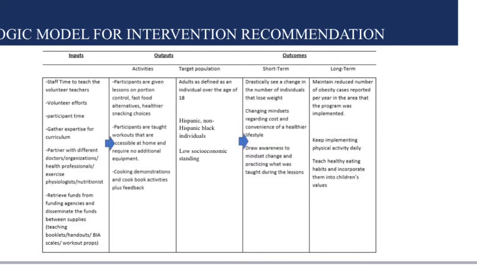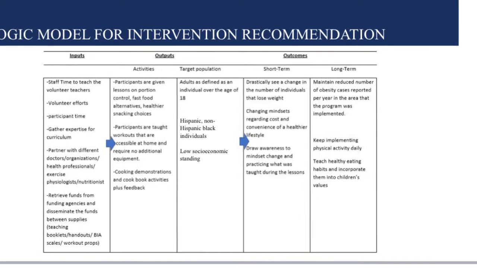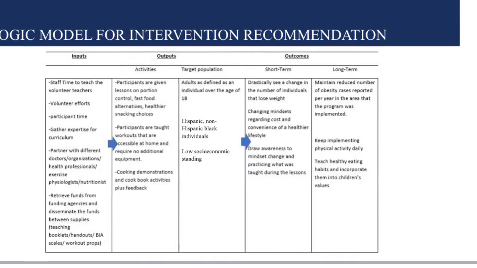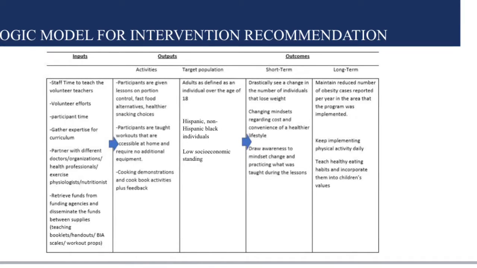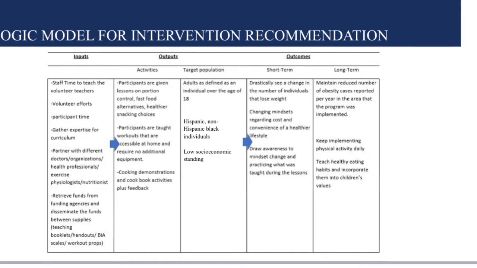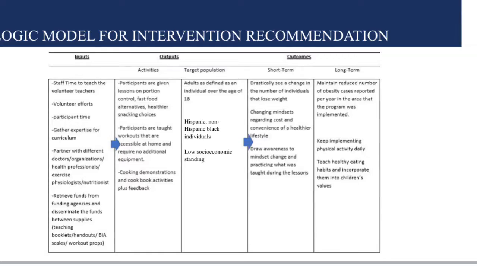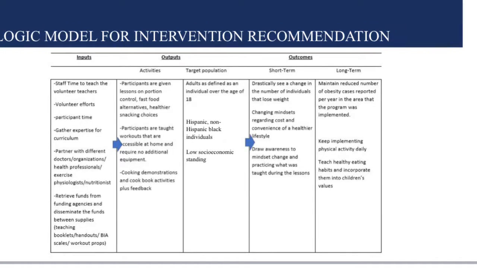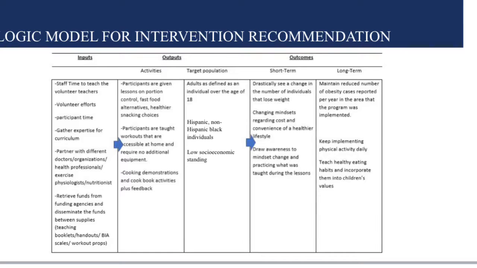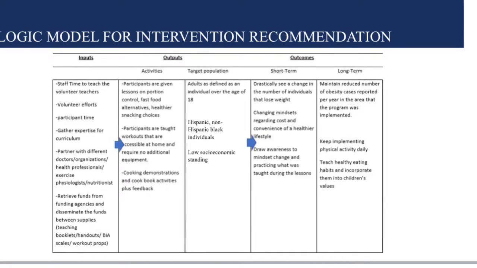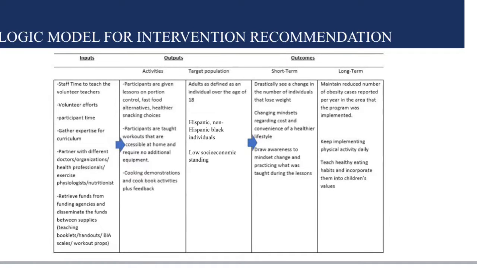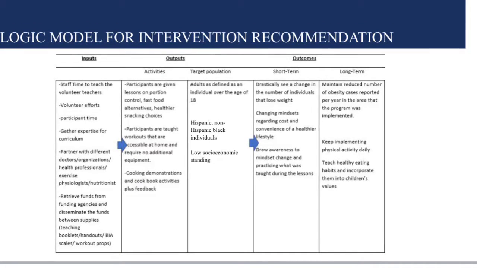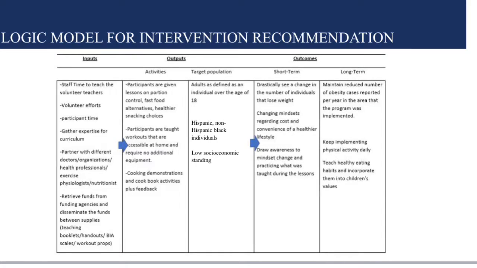The logic model for intervention recommendation is broken down into inputs, outputs, and outcomes. As far as the inputs go, we would be needing staff time to teach the volunteer teachers, that also gives an input of volunteer efforts. That way they are able to learn this material. Another input is participant time, and also gathering expertise for curriculum, and that would mean partnering up with different doctors, organizations, health professionals, exercise physiologists, nutritionists. That way the curriculum is up to par and the participants are being taught in each area, and that way the health professionals are there in order to assist the volunteer teachers in any questions that they might have that is not under their expertise.